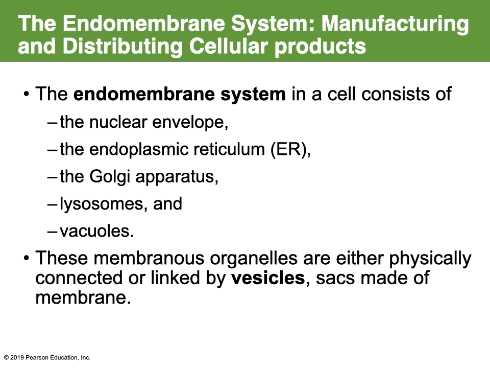Endomembrane system, manufacturing and distributing cellular products. Sometimes you hear the analogy of a cell as a factory, right? The boss is the DNA in the nucleus. The boss has his own office, and only certain people can move in and out of the office. It's kind of like that, right? The boss doesn't go walking around the shop floor telling people what to do. He sends out minions. He sends out assistants to go tell people what to do, and that's sort of the function of mRNA.